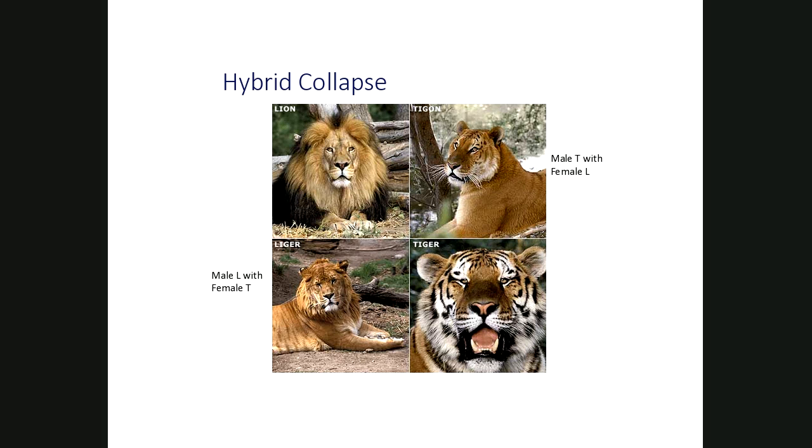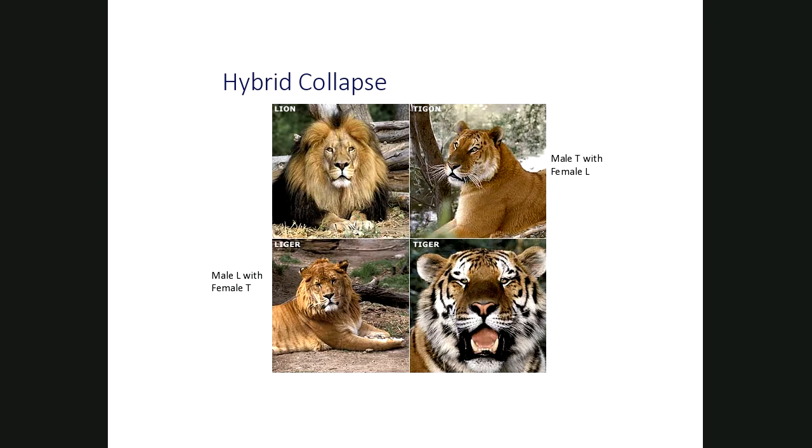And this right here is something a lot of students come to me about, saying, well, what about the tigon and what about the liger? Well, this is what we call hybrid collapse. These are typically what humans bring together, because when you bring a lion and a tiger together, they're usually on different continents naturally, not even on the same continent in nature.